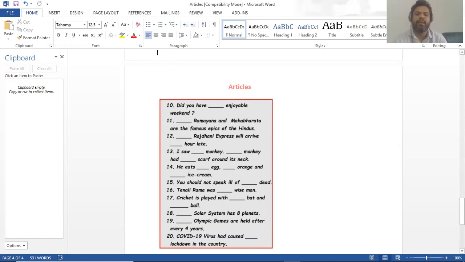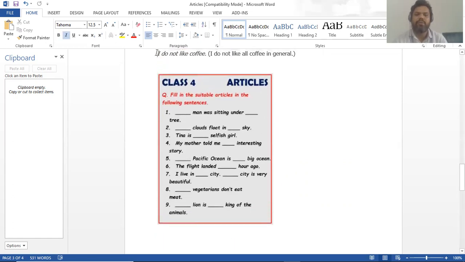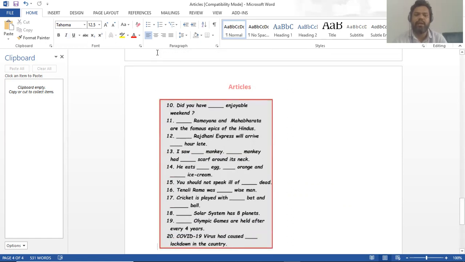from sentence number 1 to 20. I have given some fill in the blanks, and you have to write down all of the fill in the blanks as your homework and send it to my messenger group. I would like to show you again. Please see here. Class 4 articles, fill in the blanks, articles in the following sentences. So you can take a snap. Next, another question here, from 10 to 20. There are 20 sentences from 1 to 20, so you have to do them as your homework. And if you have any confusion, you can inform me.